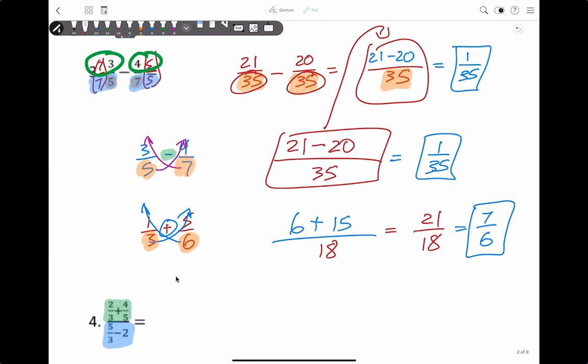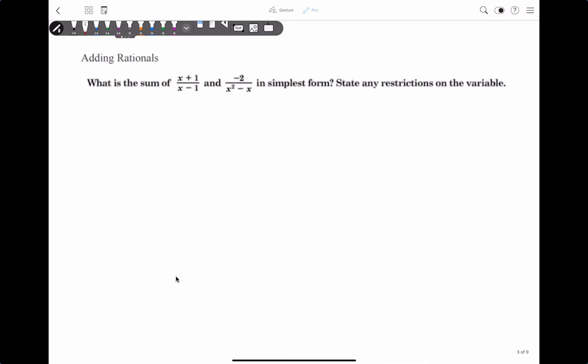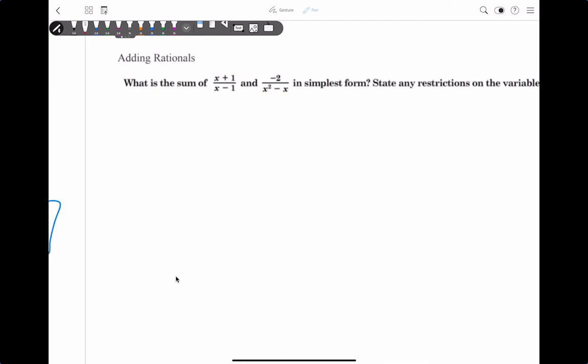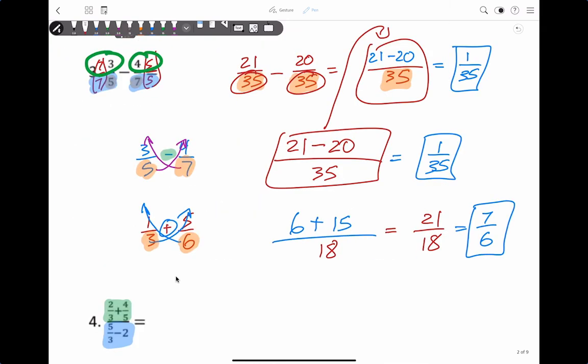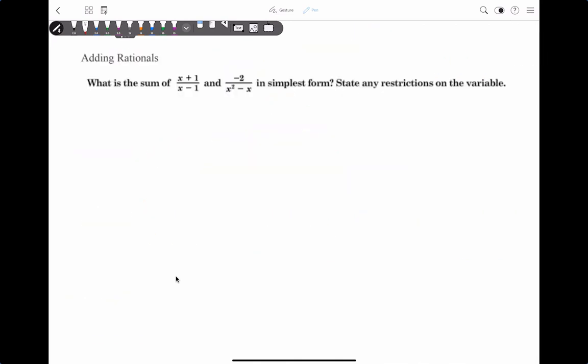Okay, let's keep going. Our next example, we're going to start looking at binomials. We're going to look at all these x's, but we're still going to do the same kind of fundamental properties that we were doing over here with 5th grade review. Okay, so let's go ahead and look at this. What is the sum?